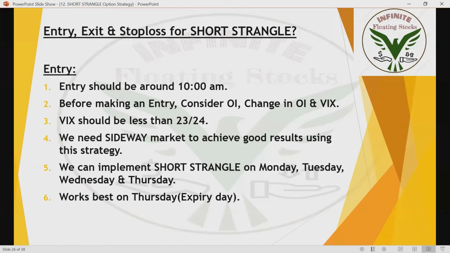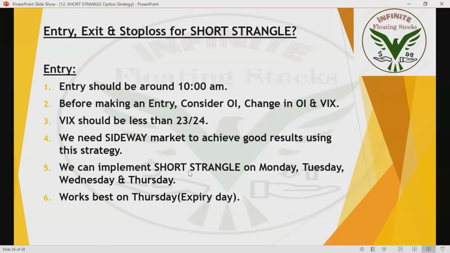Okay, that indicates that the market is calm and is going to pass time. And if VIX is less than 23 or 24, there is a high probability of the market moving sideways, and that benefits the short triangle option strategy. So VIX should be less than 23 or 24, and we need a sideways market to achieve good results using this strategy. That's what I told you. A sideways market directly implies a time pass market, directly implies theta decay, directly implies bringing premiums down.